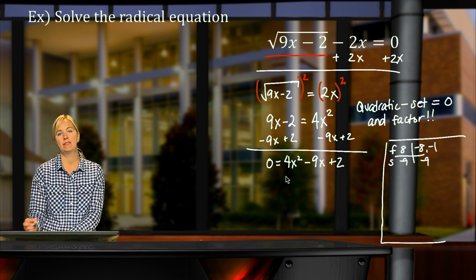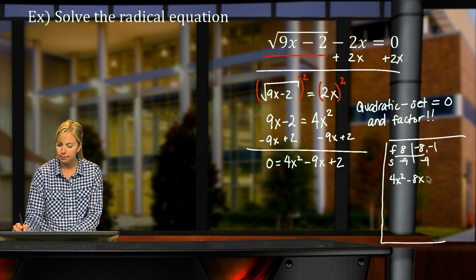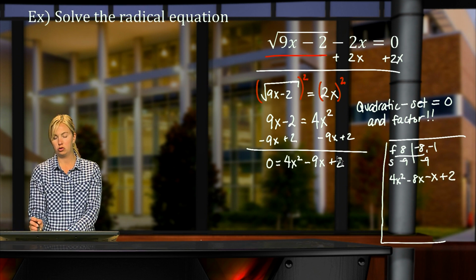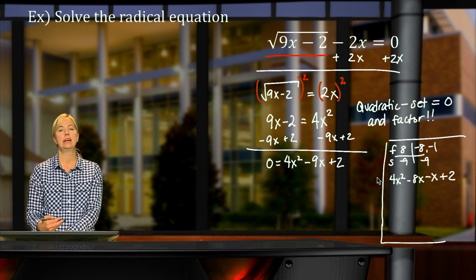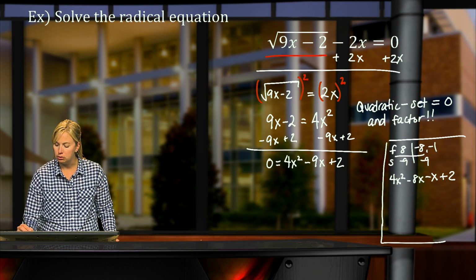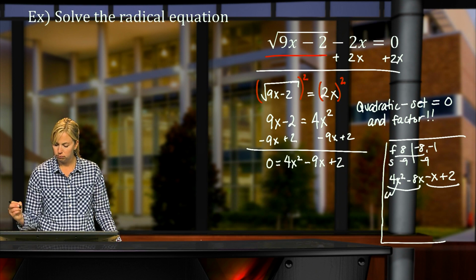And now I'm going to rewrite that quadratic, splitting up that middle term. So this is 4x squared minus 8x minus x plus 2. If you compare this quadratic right here to this one over here, it's the exact same expression. All we've done is rewrite it. And the reason we do that is because then we can factor by grouping.